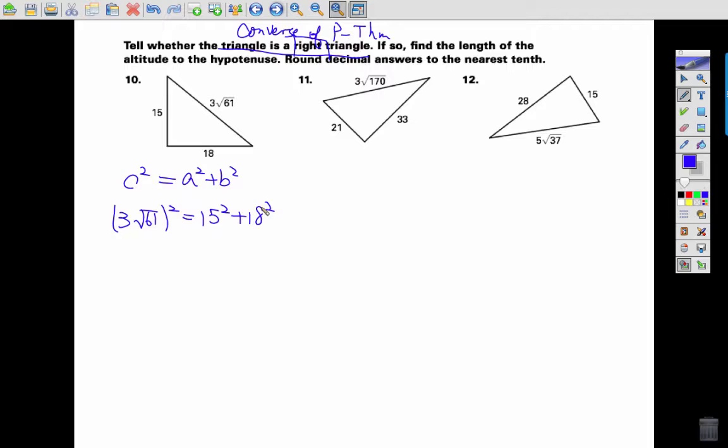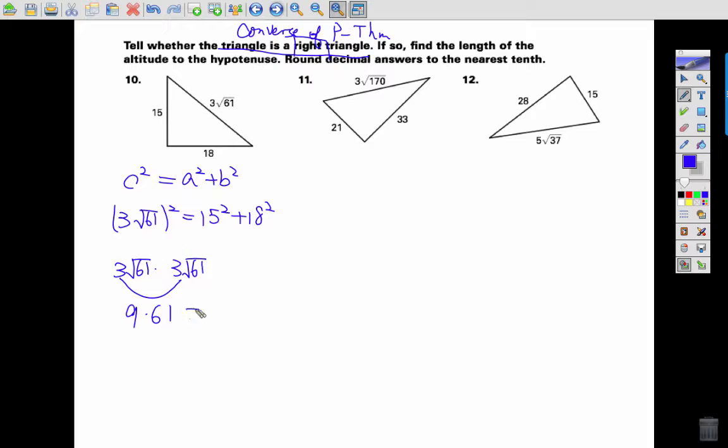I hate using my calculator, but I'm going to use it because I will need it in the next step. So, radical review, 3 root 61 squared is really 3 root 61 times 3 root 61. Remember I said treat these as variables, so multiply the coefficients. 3 times 3 is 9, and then root 61 times root 61 simply just comes out.